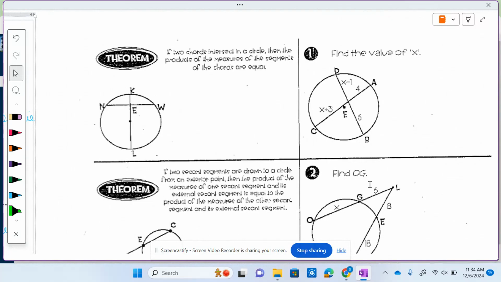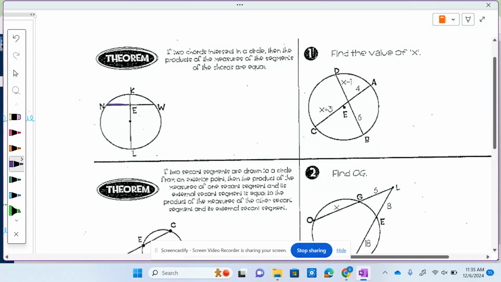Okay, so we're going to open up our little flap, and we're going to do some labeling. Well, it's already labeled, hopefully. So we have two chords. The chords theorem says if two chords intersect in a circle, then the product of the measures of the segments of the chords are equal. So let's kind of dumb that down a little bit.